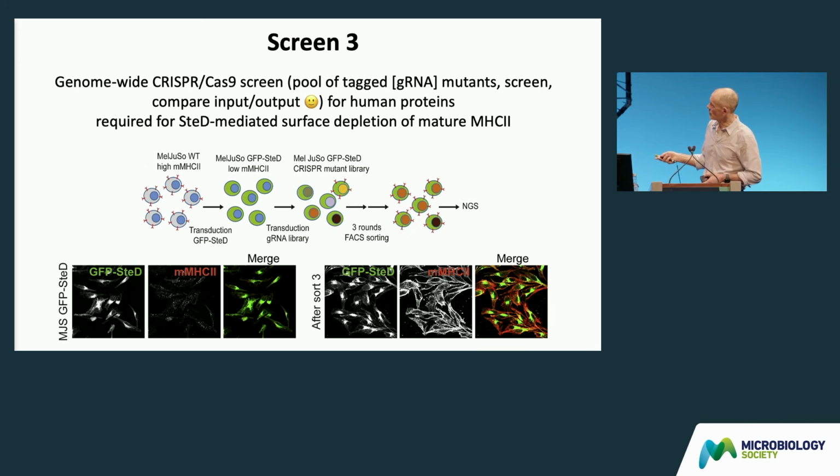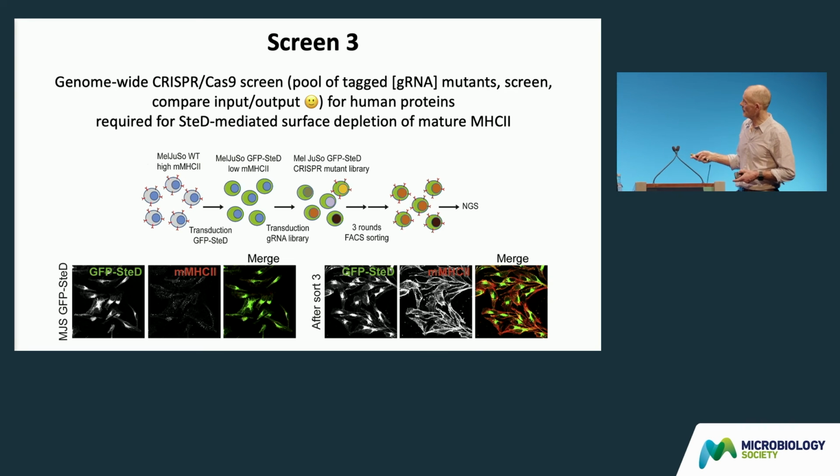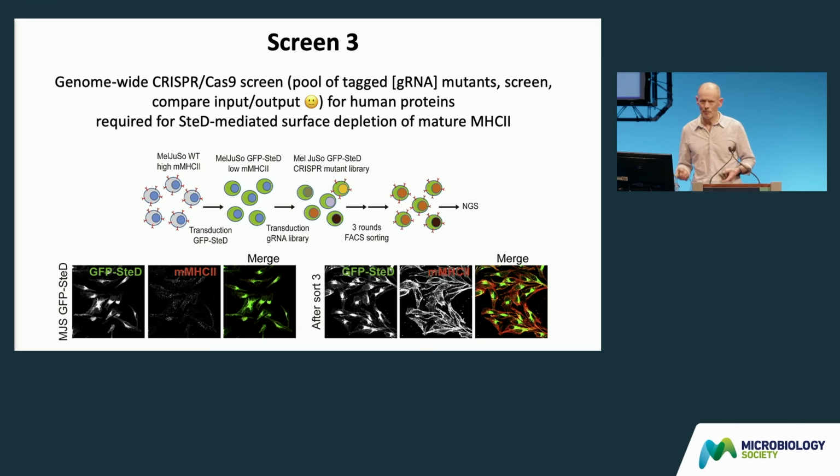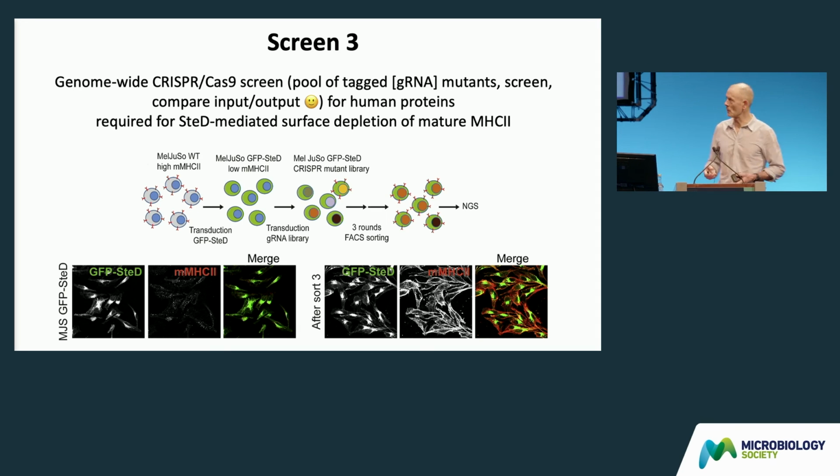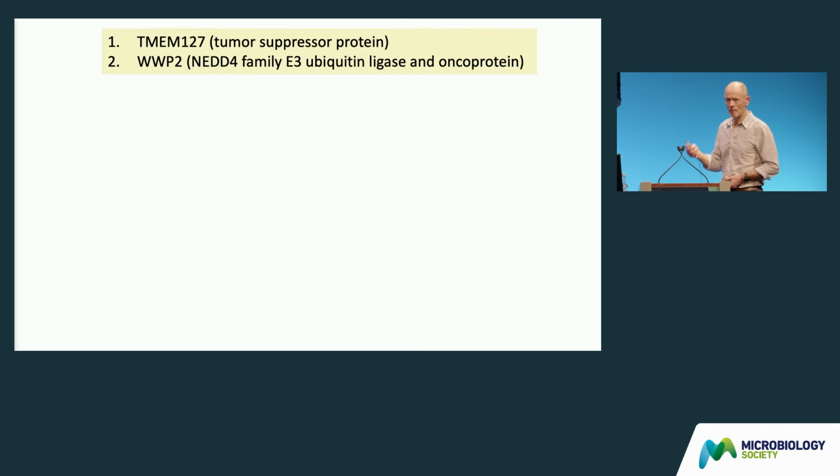Here's an example of microscopy of STED in cells where there's no MHC2 on the cell surface anymore. It's all internalized. But after 3 rounds of cell sorting, there's a massive amount of class II on the cell surface. So the screen worked, but were there interesting genes that we found? Yes, we found 2. The first is called TMEM127, and very little was known about that protein, except that it's a tumor suppressor. And mutations in this gene give rise to rare carcinomas.